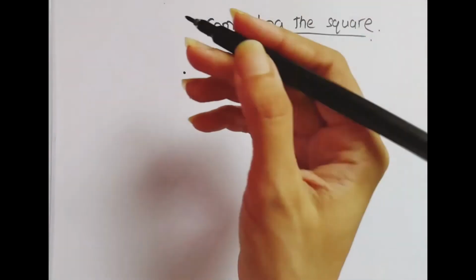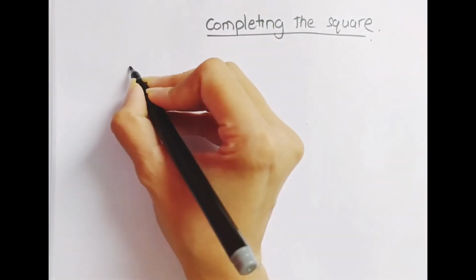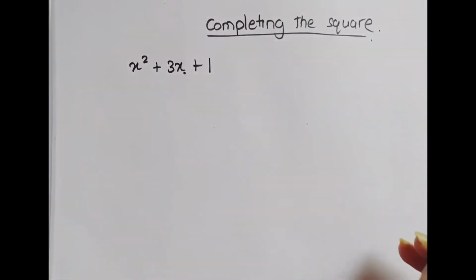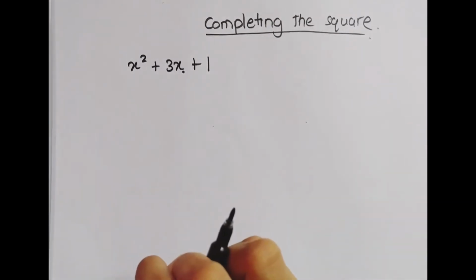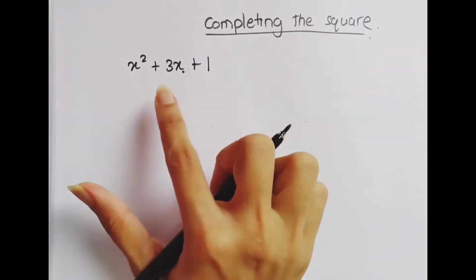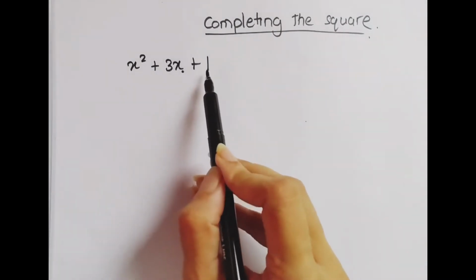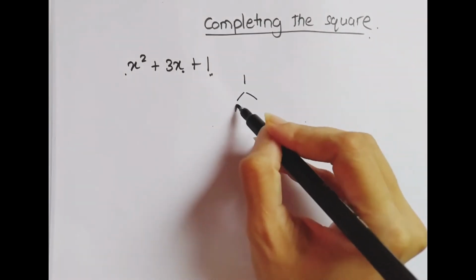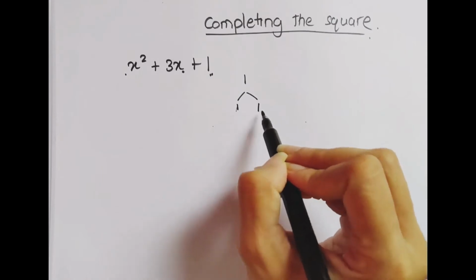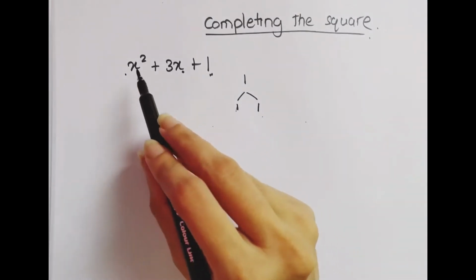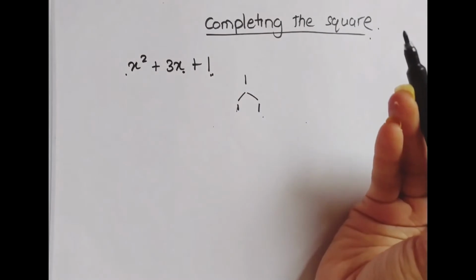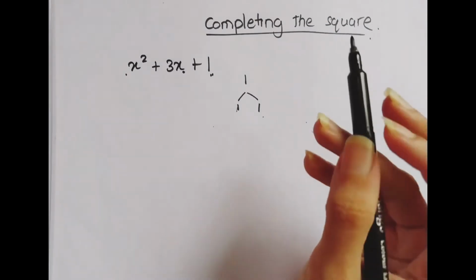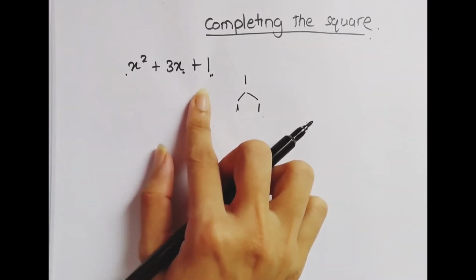Now we'll see. If you have a sum like this, x squared plus 3x plus 1, and you want to find the factors for this, how are you going to find it? If I look at the normal factorization method, 1 into 1 is 1, so the only factor is this. So 1 plus 1 is 2, which is not 3. So you can't use the factorization method. In that case, you have to use this completing the square method. So we'll see how to do it with completing the square.